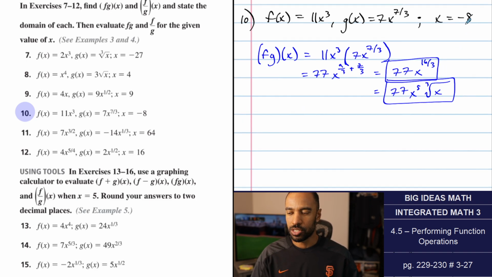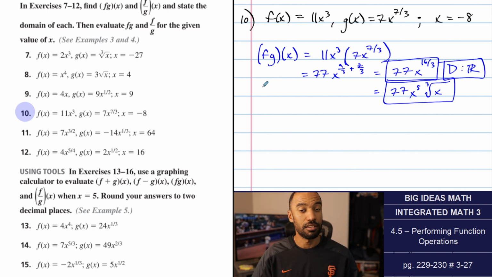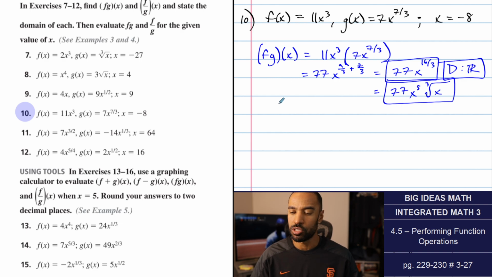Now, given that this is a -8, I'm going to use a calculator anyway, so I'll probably do it with this form. The domain is regarding your roots. It's a cube root, so we're all good on cube roots. We have an all real number domain thus far for our multiplication set. Division will be a different story for dividing by 0.